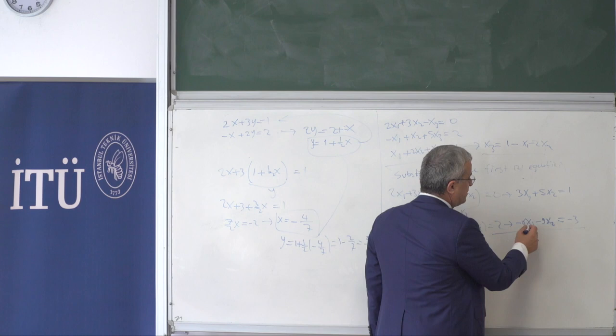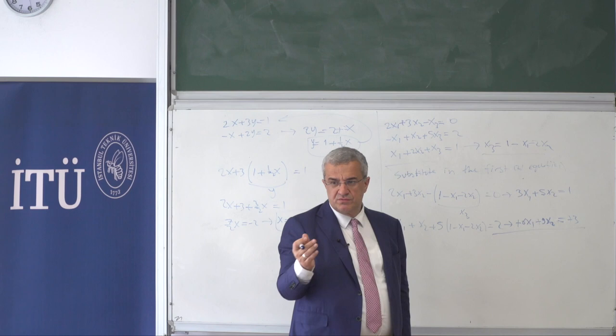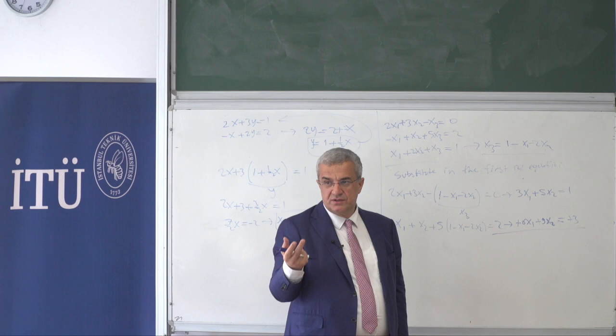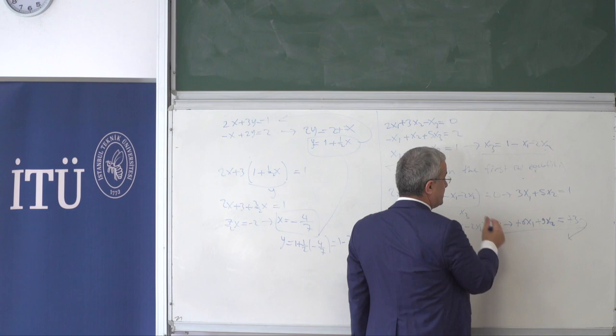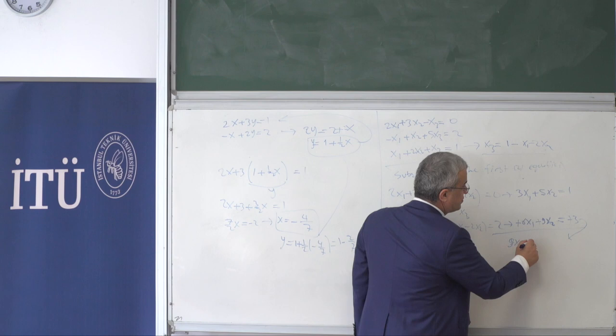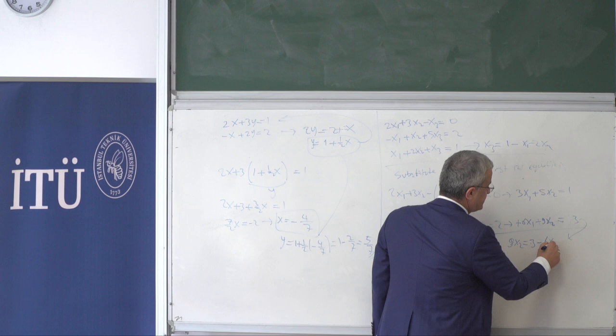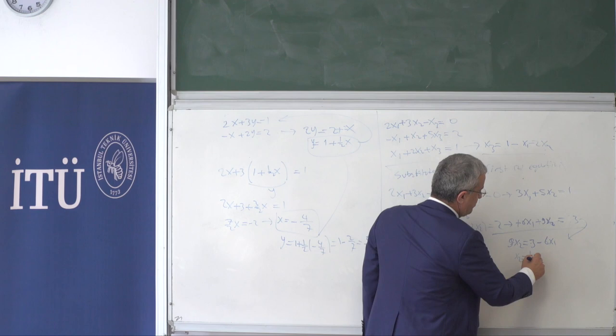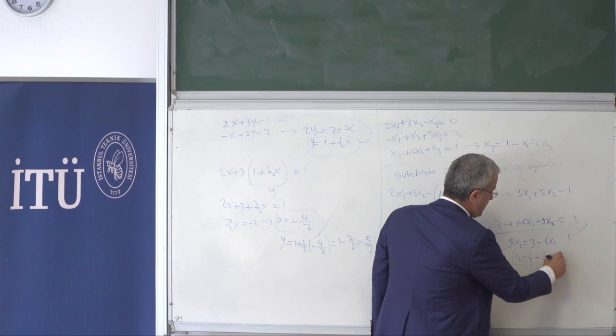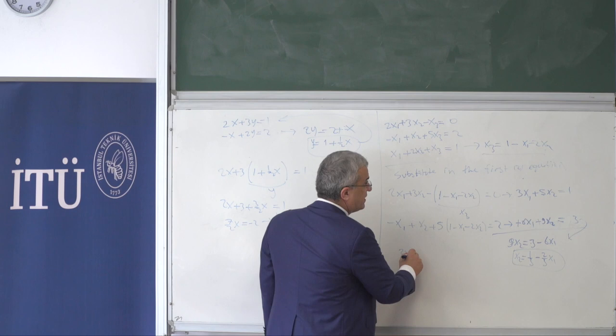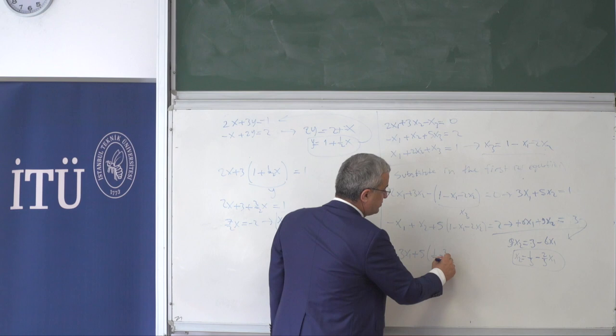And what do we do now? Let's multiply this with minus 1. Multiplying both sides of the equation with the same number doesn't change the equality. So equality remains. So let's solve again, like what we did for 2 by 2. So 9x2 is equal to 3 minus 6x1. So x2 is equal to 1 over 3 minus 2 over 3 x1. If we substitute here, what do we get? 3x1 plus 5 times 1 over 3 minus 2 over 3 x1 is equal to 1.